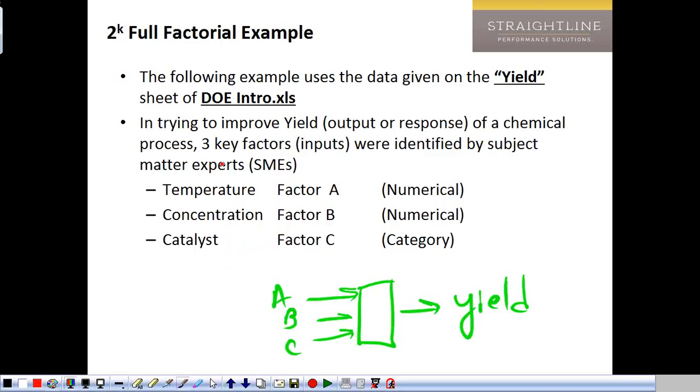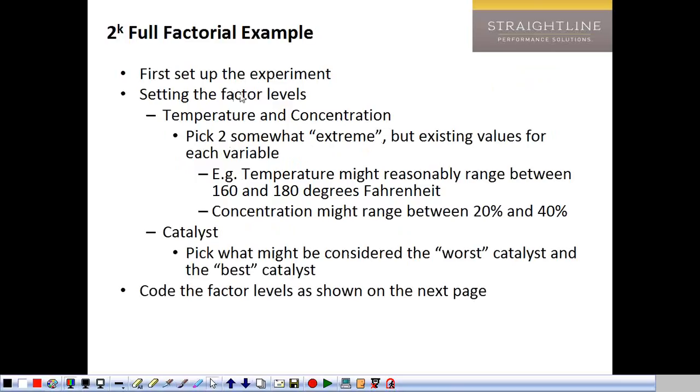And let's just walk through how they would do that. So the first thing is, let's suppose that they had already brainstormed and come up with their ideas, and that these were three factors that they really wanted to run this on. Okay? And that it was a reasonable thing to do. So the first thing is, we need to set the factor levels. The idea is we're going to pick two somewhat extreme but existing variables for each factor.